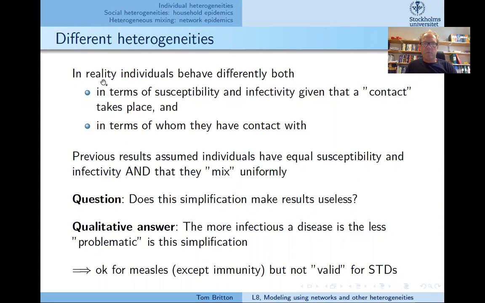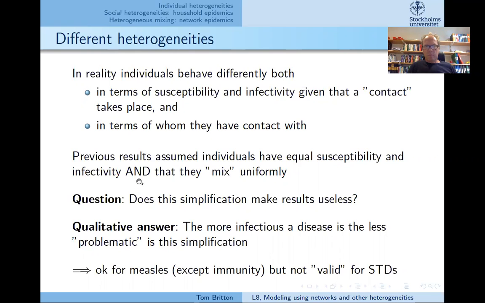Earlier, most of what I have talked about, at least, has been assuming that all people behave in a similar way, both in terms of how susceptible and infectious they are, but also in terms of whom they connect to and mix with. I would say that there are two different types of heterogeneities. Some are connected to what happens inside your body, how susceptible you are to disease, and if you get infected, how much infectious agent you exert outside of you. But perhaps even more important is how you mix with each other, both the amount of social contacts that you have and whom you have contact with.